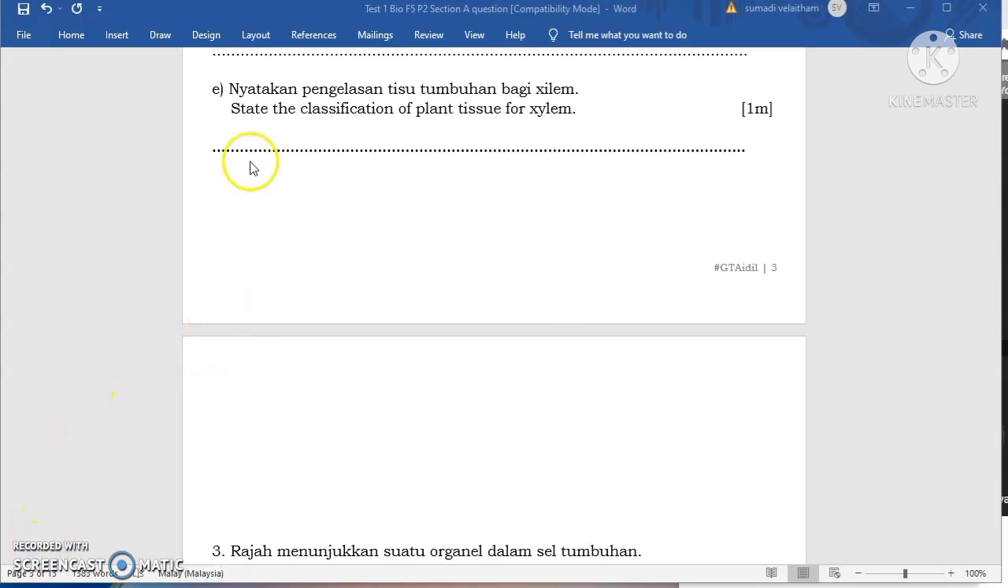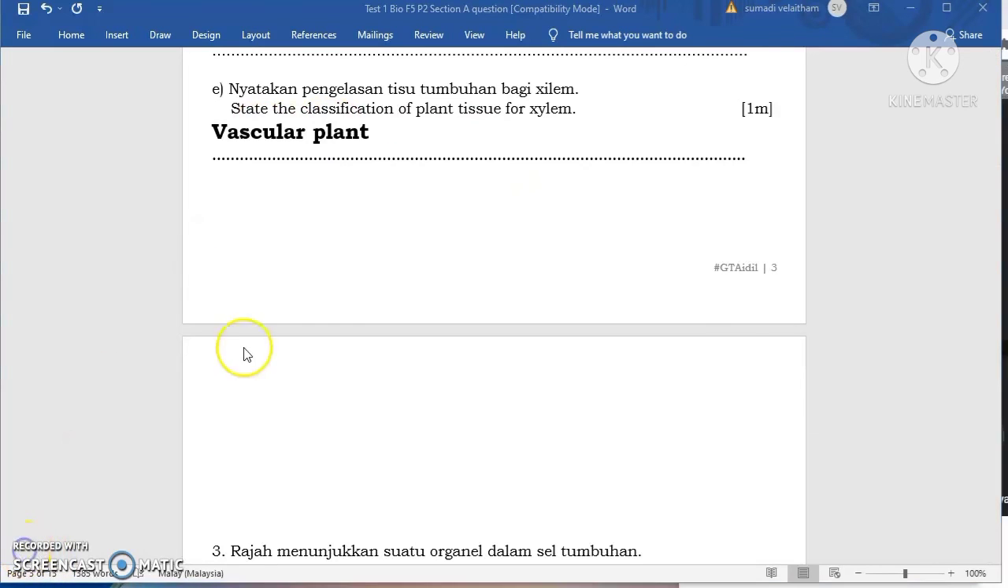Okay, next question. State the classification of plant tissue for xylem. If the plant contains xylem, we call it what kind of plant? Vascular. Yes, vascular. Okay, so the type of plant tissue for xylem is vascular plant.